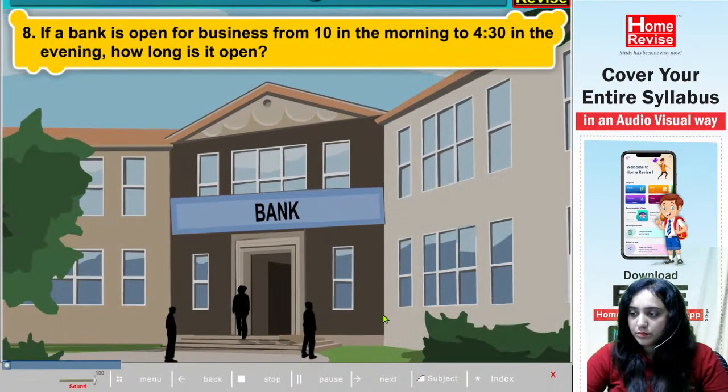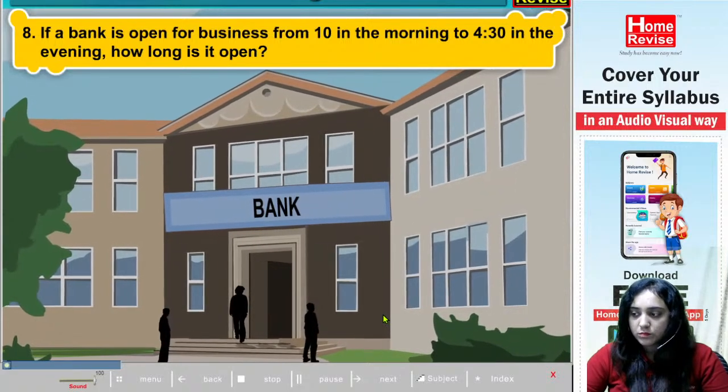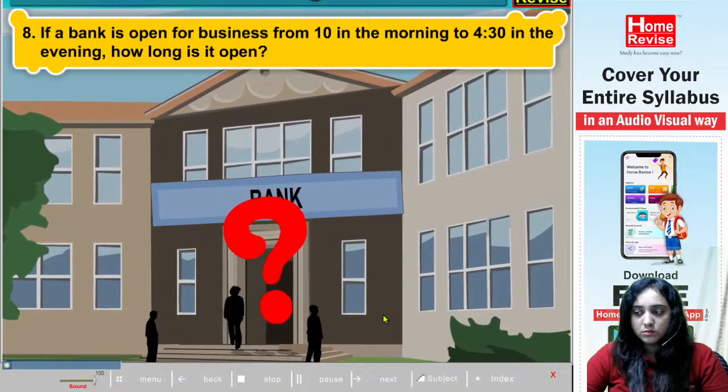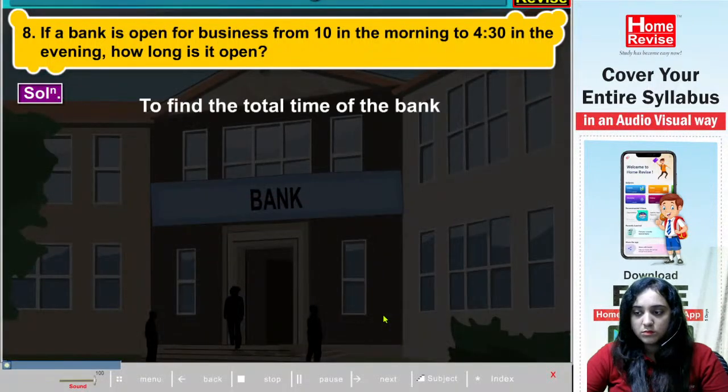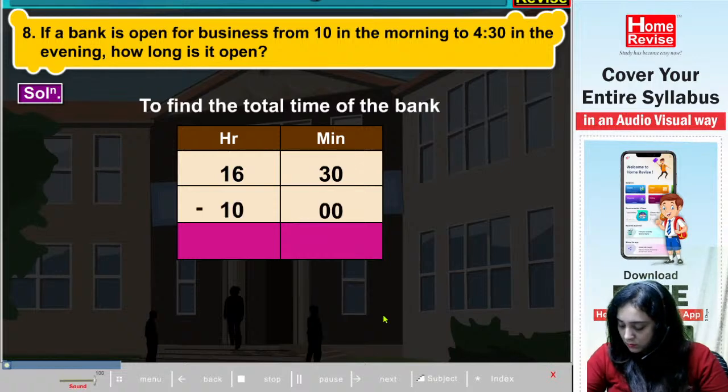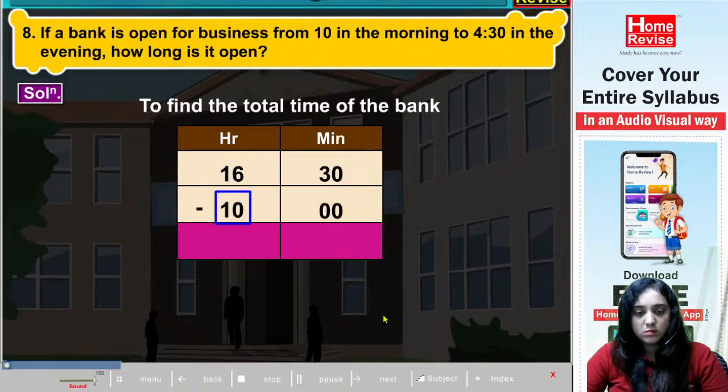Eight. If a bank is open for business from 10 in the morning to 4:30 in the evening, how long is it open? Solution. To find the total time of the bank, we subtract 10 from 16:30. We write it down vertically as in hours and minutes column respectively. 16:30, we write it down as 16 in the hours column, and 30 in the minutes column. 10 we write it down as 10 in the hours column, 00 in the minutes column.